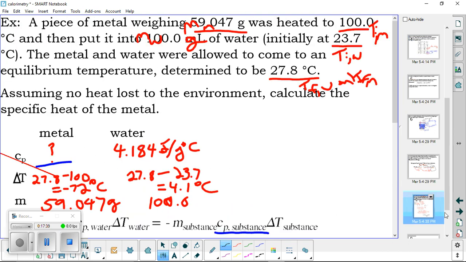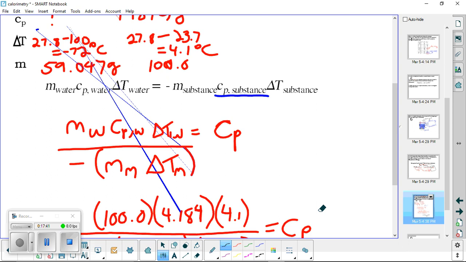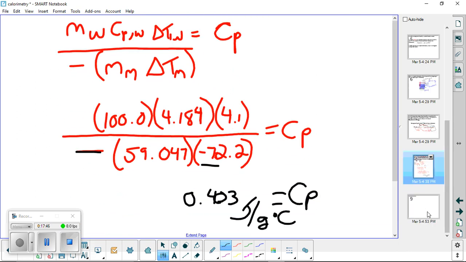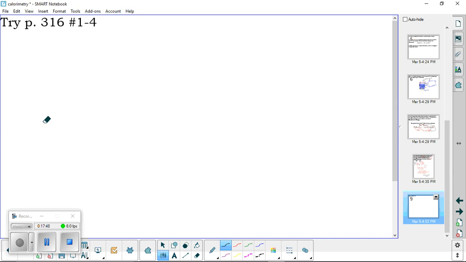Hoping that the last part of this video is not too jumpy, what I'd like you to try now is the problems on page 316, numbers 1 through 4. If the video became too jumpy around minute 15, absolutely look at the example problem on page 315 of the book. It pretty much talks you through the exact same thing, except that the example problem asks you to find the final temperature of the metal. All right, good luck.